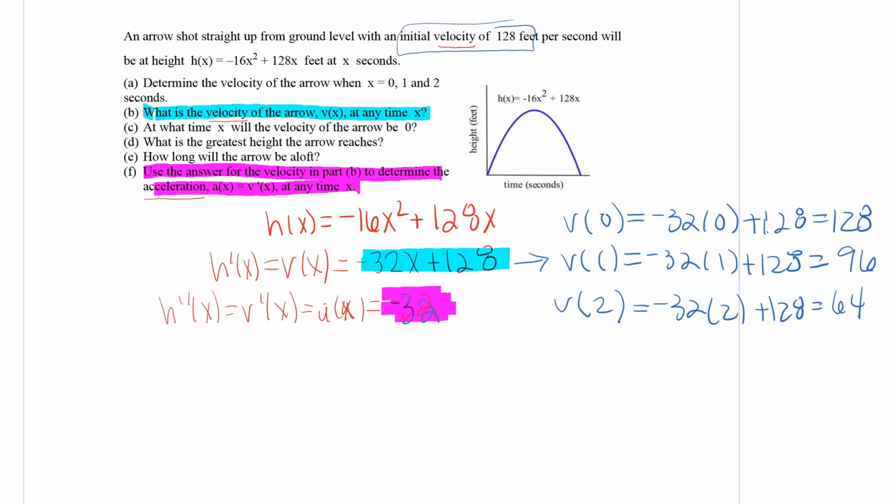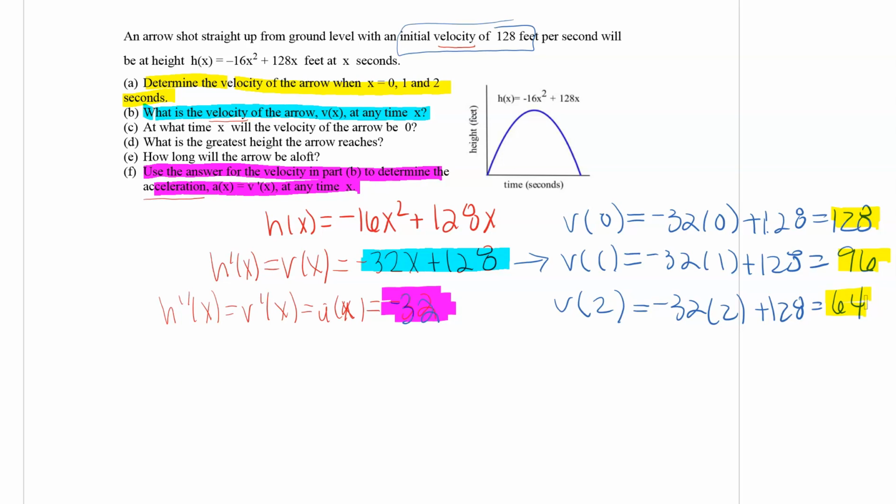And this makes sense because your arrow is being shot straight up. It has that initial velocity of 128, but with gravity pulling down on it, its speed is going down, or its velocity is going down. So now we've got part A, determine the velocity of the arrow at 0, 1, 2 seconds, and we've got those values here. We've already done part B.